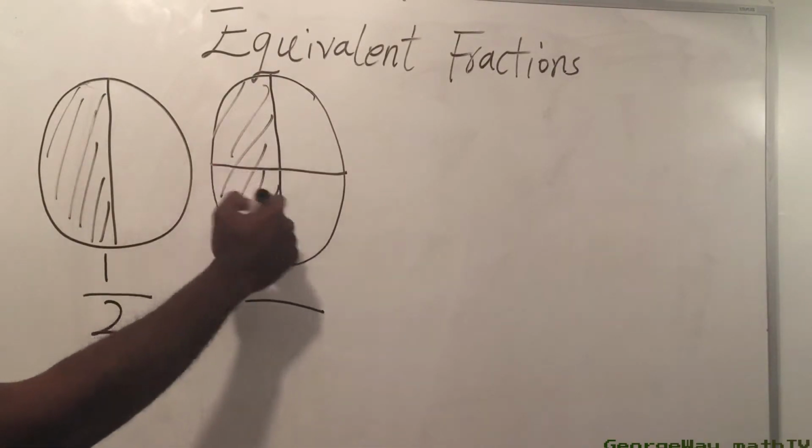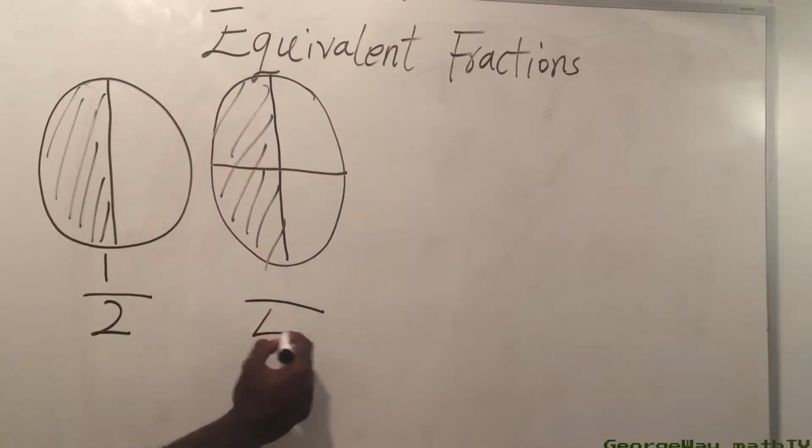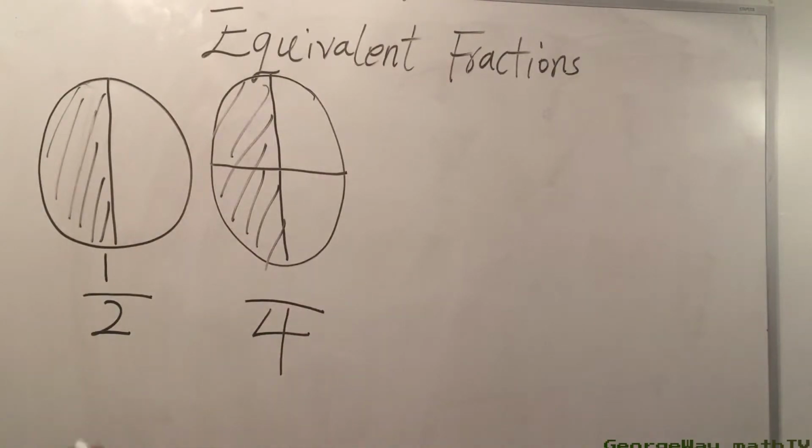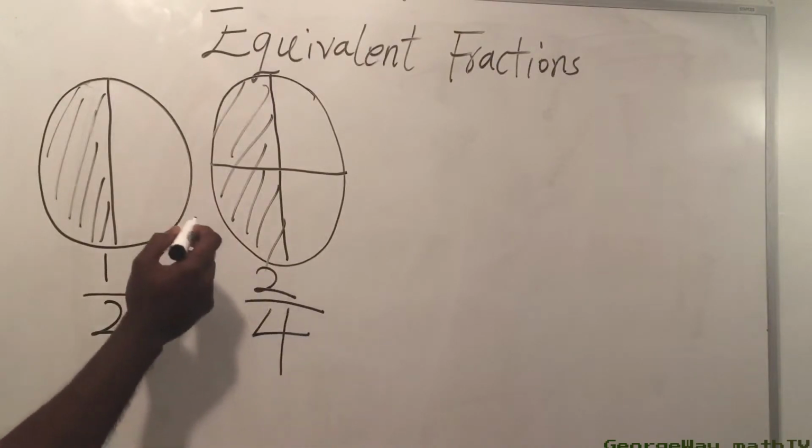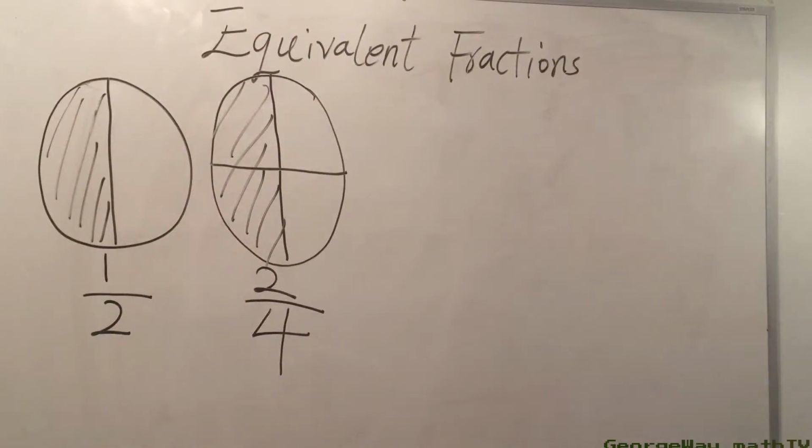But the only difference is now when I put a line right there, we have how many parts in total? We have 4 parts. And how many are shaded? 2. 2 out of the 4 is shaded, right?